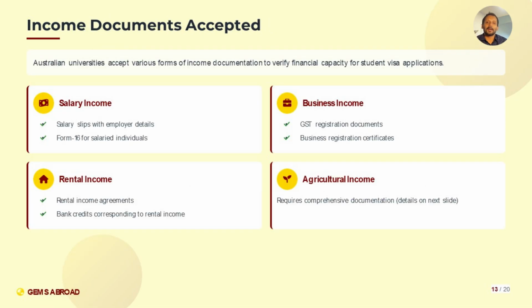Australian authorities accept several types of income documentation from Indian sponsors. For salaried individuals, Form 16, salary slips, and bank statements showing regular salary deposits are essential. Business owners should provide GST registration documents, business registration certificates, and tax returns. For rental income, both rental agreements and bank statements showing regular rent deposits are required. Agricultural income requires particularly comprehensive documentation, which we'll cover in the next slide. Remember that all income documents should demonstrate a consistent pattern over time, typically at least 12 months, to be considered credible evidence of financial stability.